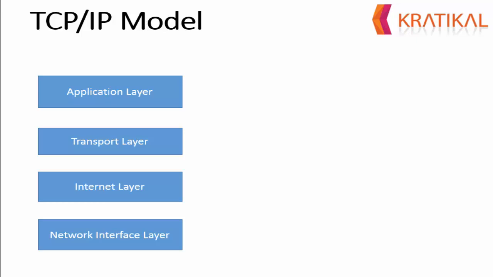TCP/IP reference model. Here, TCP/IP means Transmission Control Protocol and Internet Protocol. It is a network model that is used in the current network or internet architecture that you see all around the world. The TCP is provided by the transport layer, and the IP is provided by the internet layer. As you can see, there are four layers, namely the application layer, transport layer, internet layer, and network interface layer. Each layer has specific responsibilities.